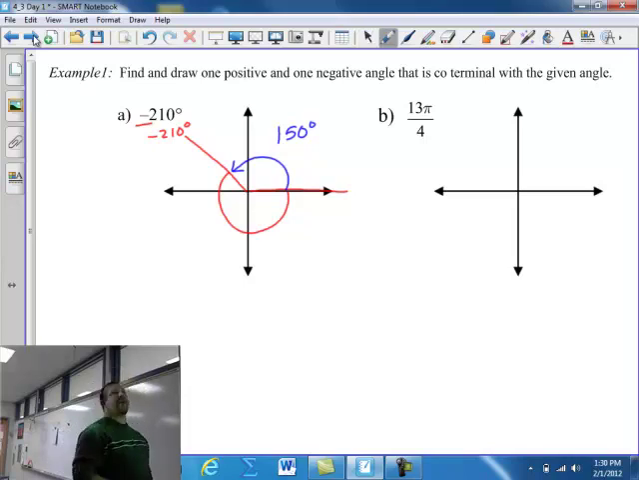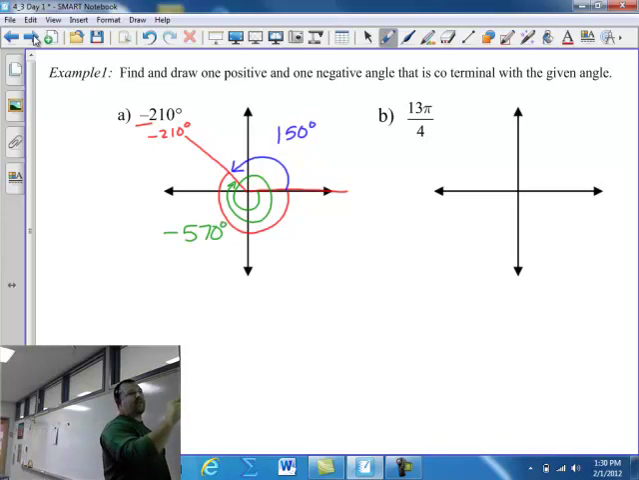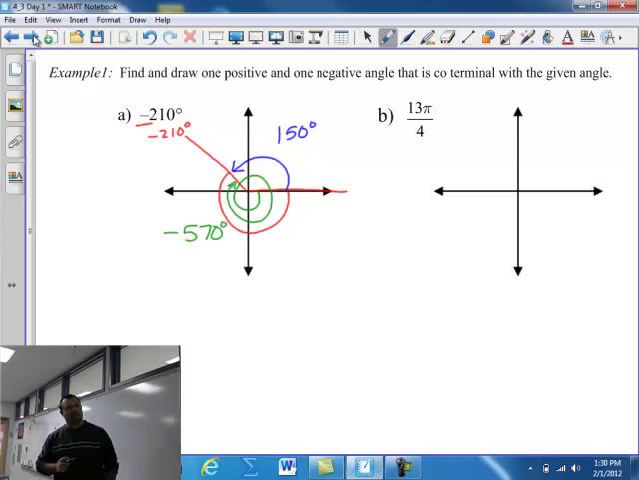Now I would like to go in a negative direction that is also coterminal, but my original angle is also negative. So I can't just go to the negative 210 mark. I have to go all the way around again. I could do it 3 or 4 times if I wanted to, but let's stick with 1. One trip around the circle is going to be negative 360 if I go that direction. I already went negative 210, so I just add them together and I get negative 570. Negative 570 degrees is my negative coterminal angle.